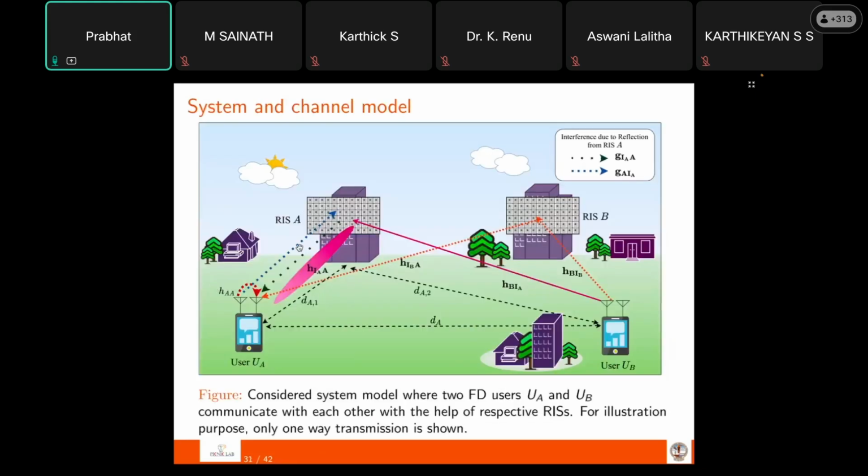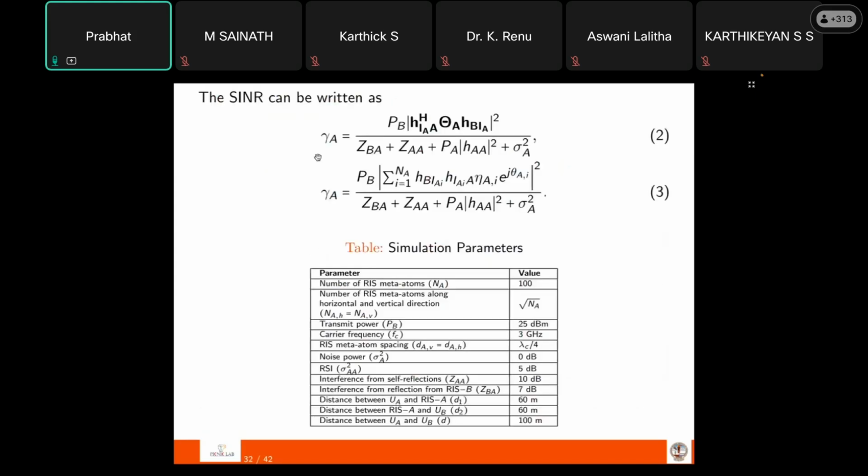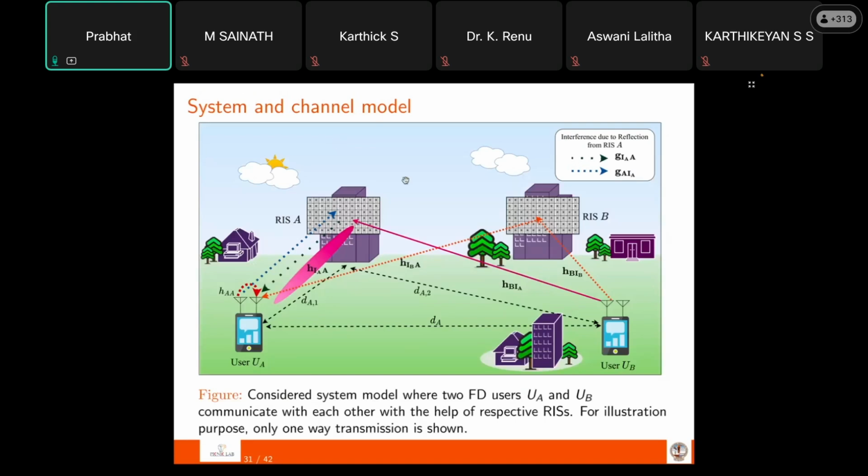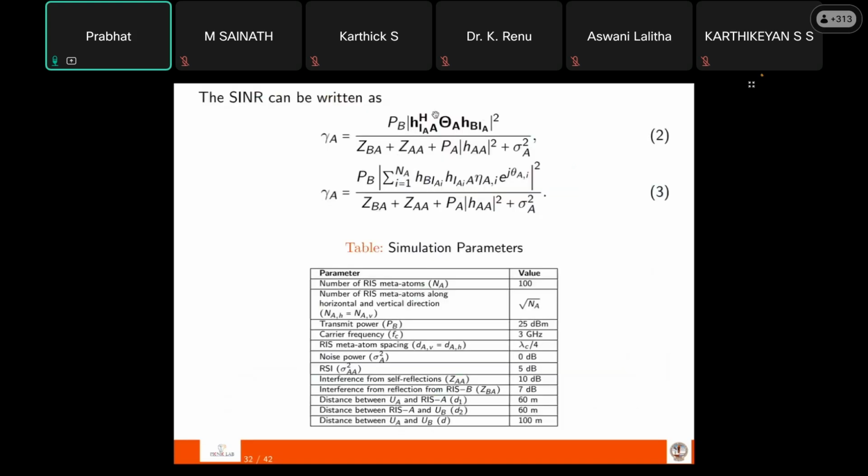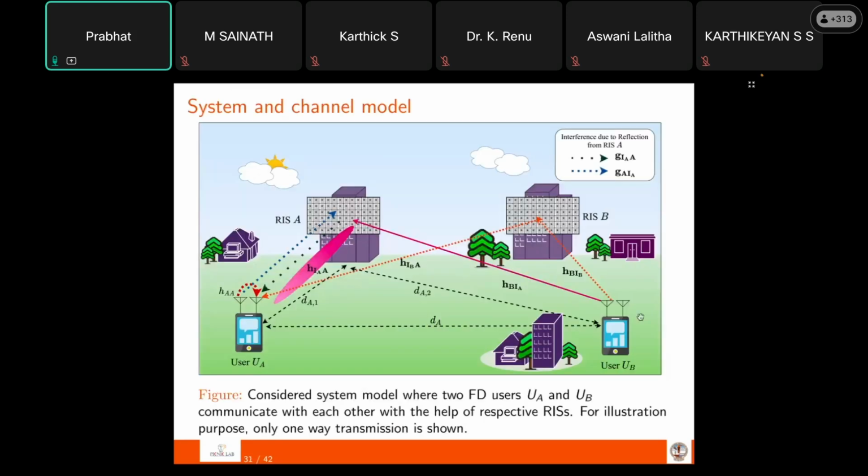So if you see, I told you what signals are being received at the receiver and at these users. So we can define the SINRs. So SNR at user A can be written as this, like, so this is the overall channel. Desired signal is coming from this path, right? At user A, the desired signal is coming from this path.